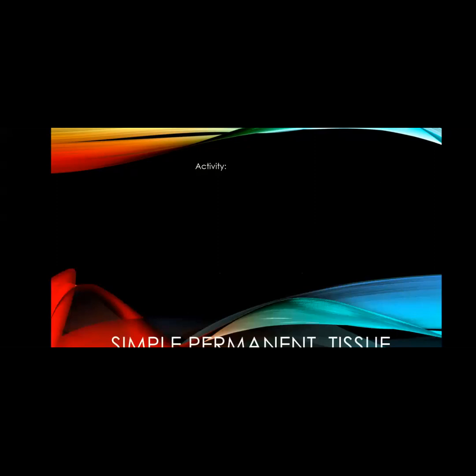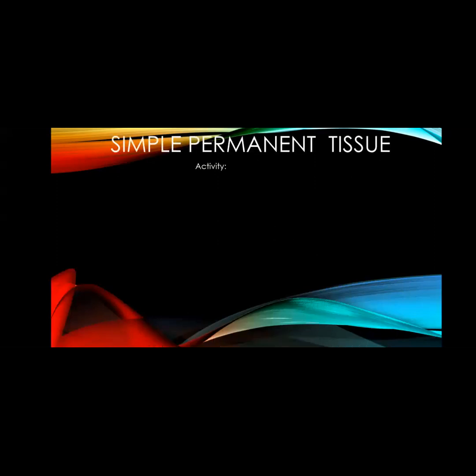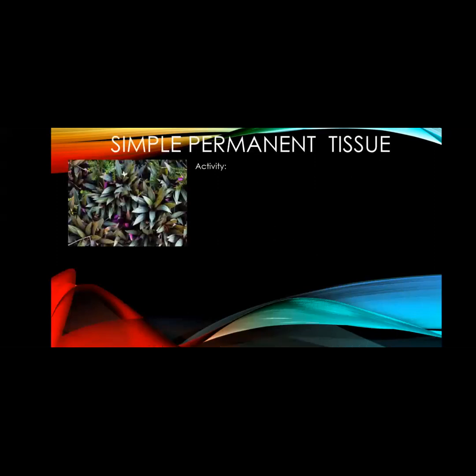Let us see the activity to study the simple permanent tissue. Now, students, this plant is the Rhoeo plant. If you observe this plant carefully, the upper surface of the leaf is green in color, whereas the lower surface of the leaf is purple in color. Hence, we generally use this plant to study the tissues of the plant.